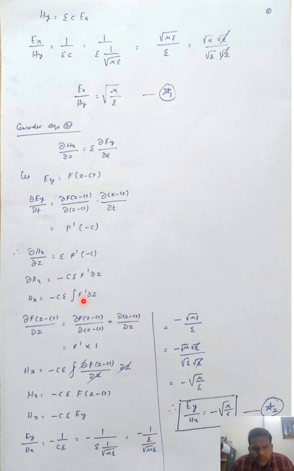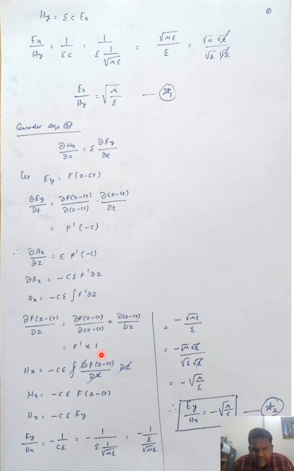Now I am going to consider what is the equivalent for this f dash as we derived in the first part. For that, I am considering dou f of z minus ct by dou z is equal to dou f of z minus ct by dou of z minus ct into the derivative dou of z minus ct by dou z, which leads to f dash into 1. I need not explain again, which has already been discussed in the previous part.